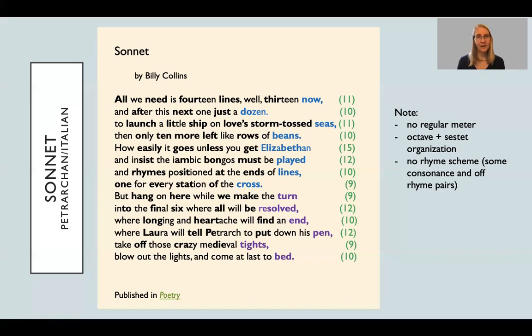But hang on here while we make the turn into the final 6 where all will be resolved, where longing and heartache will find an end, where Laura will tell Petrarch to put down his pen, take off those crazy medieval tights, blow out the lights, and come at last to bed.